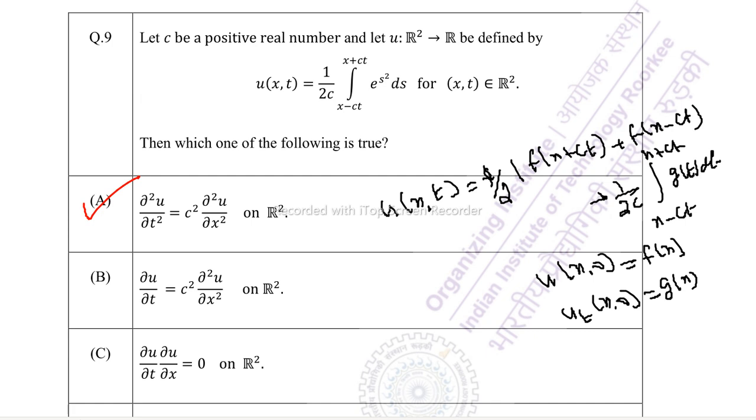Here f is 0, and g is nothing but this e power something; they use some other variable s, but this is g. So this is the solution of the wave equation in the one dimensional case. Therefore option A is the correct answer.